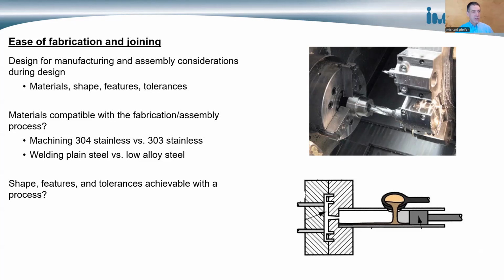And then, are the shapes and features and tolerances achievable with the process? So the thing I recommend is you talk to your fabricators and also get materials engineering input. Find out if the materials that you've selected are appropriate for the application and for the process, and are the shapes, features, and tolerances really achievable?